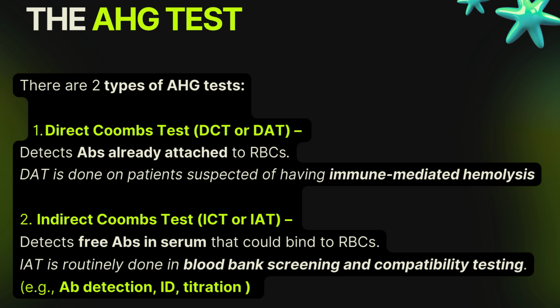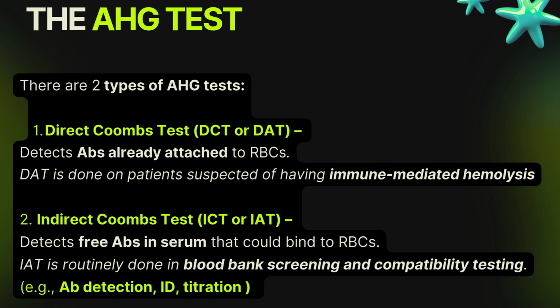The second type is the indirect Coombs test or ICT or IAT. So unlike DAT, this test detects free antibodies present in the serum that have the potential to bind to red blood cells. So the ICT or IAT is a cornerstone in blood bank procedures, regularly employed for screening and compatibility testing. So this includes antibody detection, antibody screening, identification, and even antibody titration.